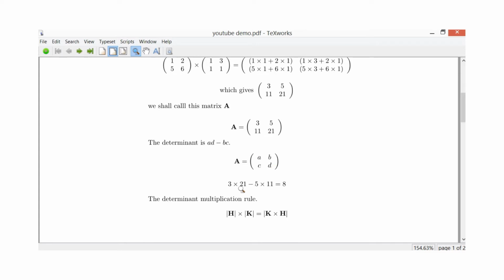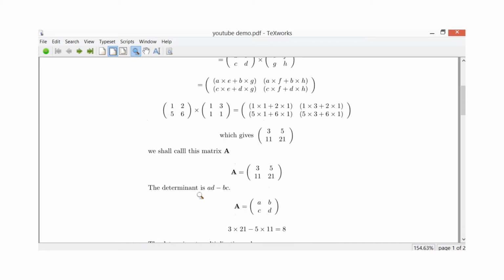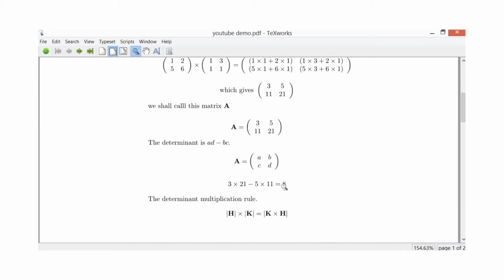Working this out, pretty straightforward mathematics: 3 times 21 is 63, minus 5 times 11, or 5 11s are 55. 63 minus 55 gives us 8. So the determinant of the matrix K times H equals 8.